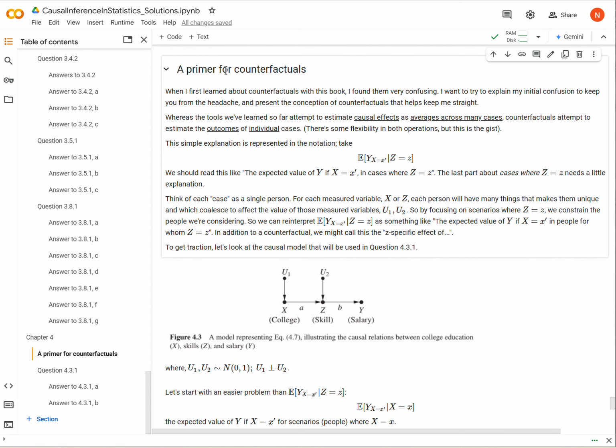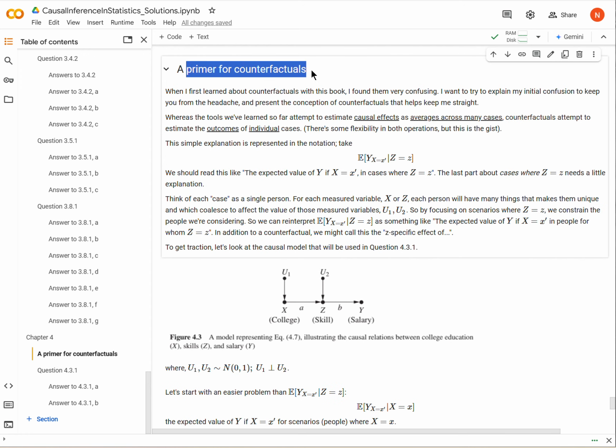So in this video, I'll work through a primer, and then in the next video, we'll start with question 4.3.1. Like I said, I suggest you watch these in rapid succession because I'm going to borrow some elements from question 4.3.1 for this counterfactual.